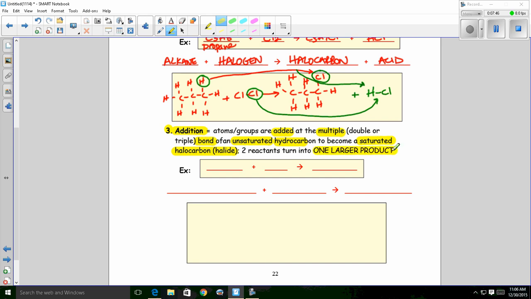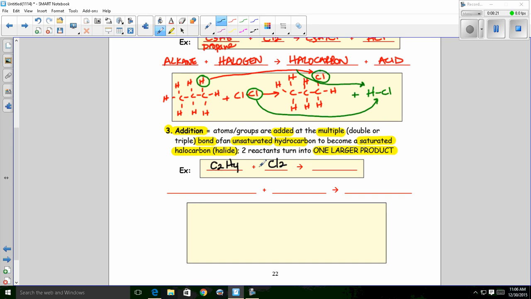All right, so basically what we're doing with this whole addition chemical reaction is that we are replacing a multiple bond that's being converted into a saturated halocarbon, which is going to be single bonds. All right, so example, here we go. Let's say we have C2H4, right, ethene, and that's going to be combined with a halogen, which is going to be chlorine, again in this case. What's going to be produced?